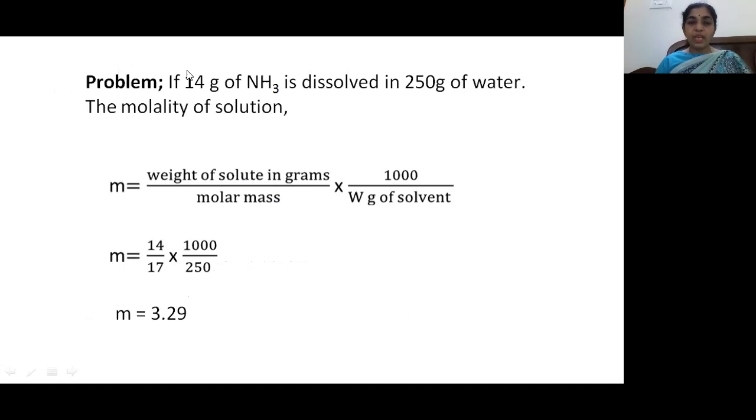So we'll look into the problem. If 14 gram of ammonia is dissolved in 250 gram of water, then what will be the molality of the solution? So we'll write down the equation. m is equal to weight of solute in grams by molar mass into 1000 by W gram of solvent. So weight of solute is given, 14, by molar mass of ammonia, NH3, that is 14 plus 3 into 1, 14 plus 3 is 17, into 1000 divided by 250. So if you calculate, we get the molality of this solution as 3.29.